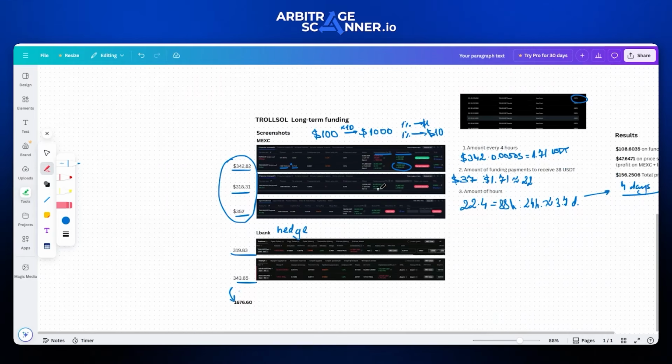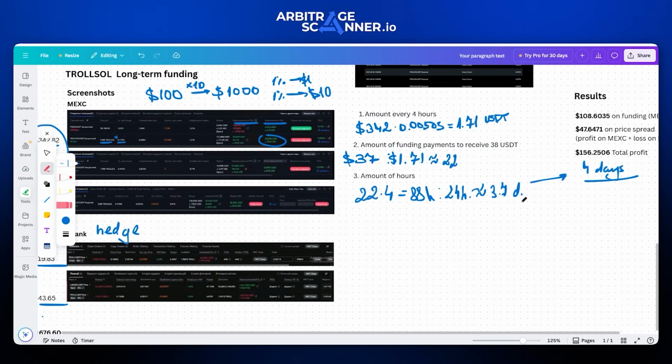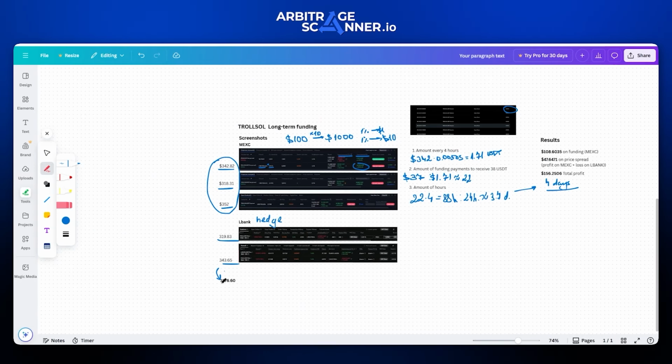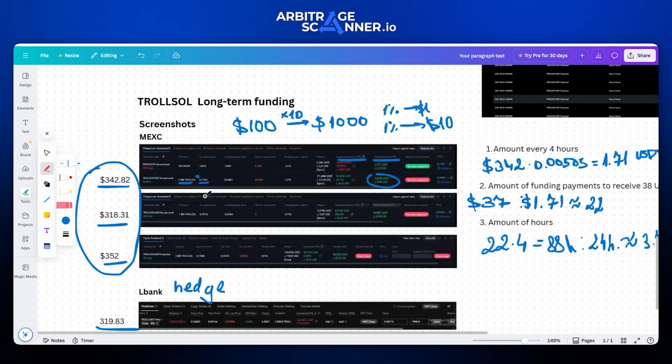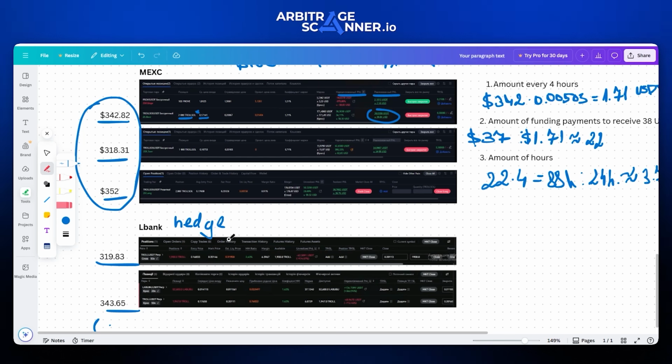We can call this a true long-term funding play, and if we also consider the before and after amount of money he had, we will find out that he actually made plus 10% to his initial deposit completely passively. He simply opened the positions on Max, hedge positions on LBank, and closed them 4 days later. So that was the case.